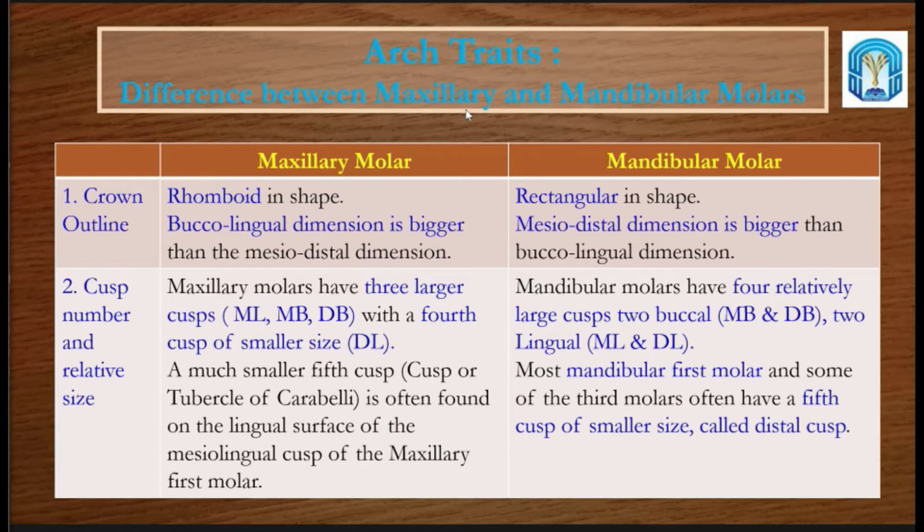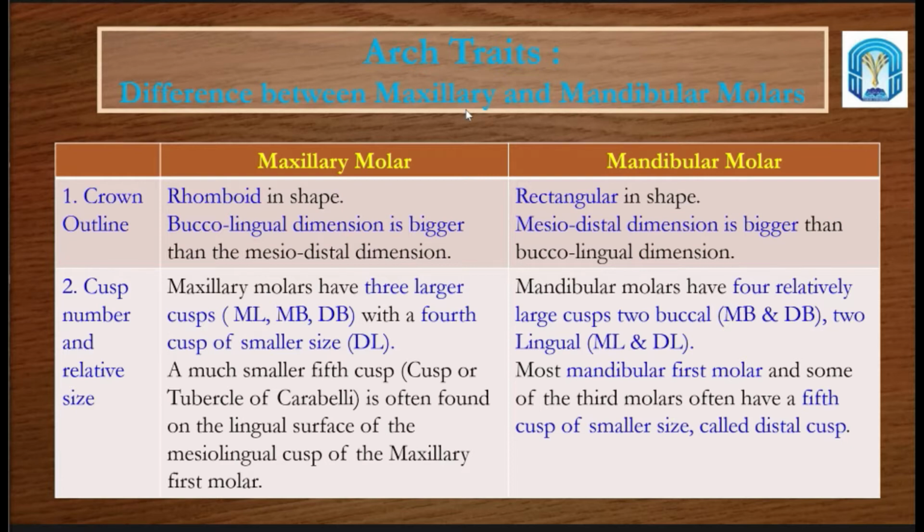Mandibular molars have 4 relatively larger cusps, two buccal and two lingual. Usually, all the cusps of the maxillary molars or mandibular molars are almost similar in size, but they have differences in their height or width also, though the sizes are very near.